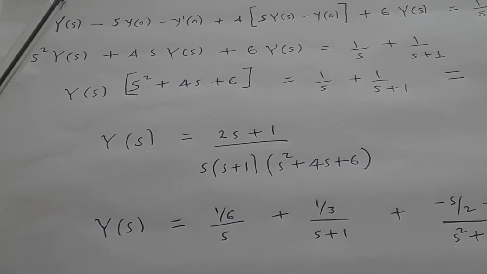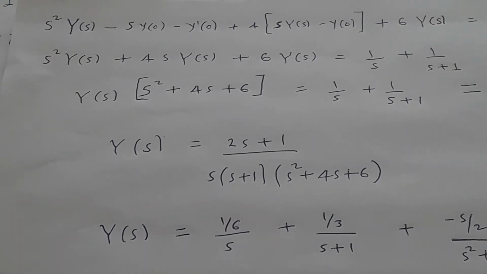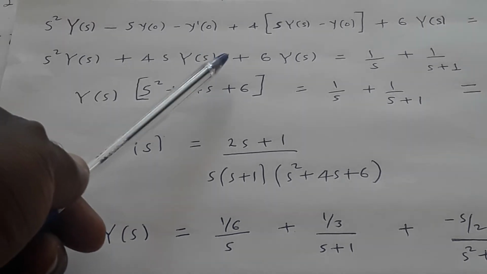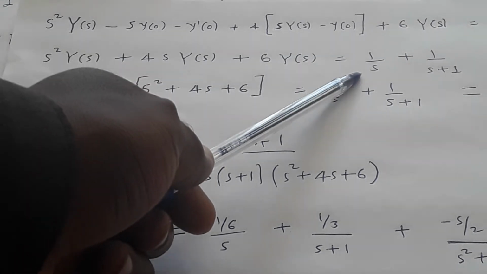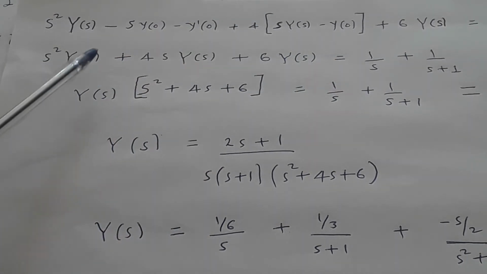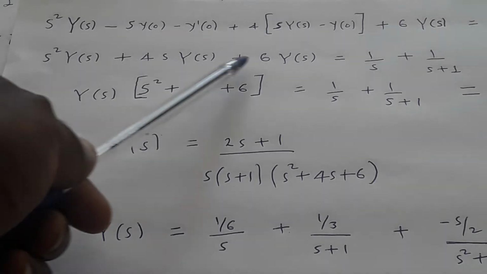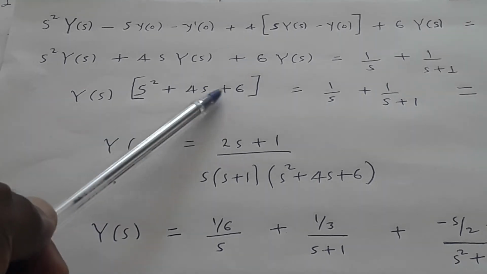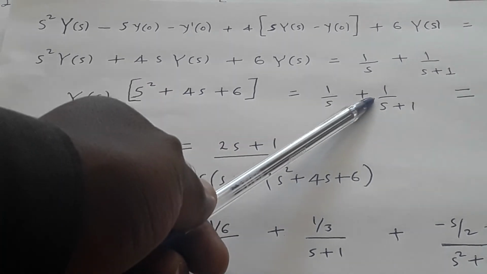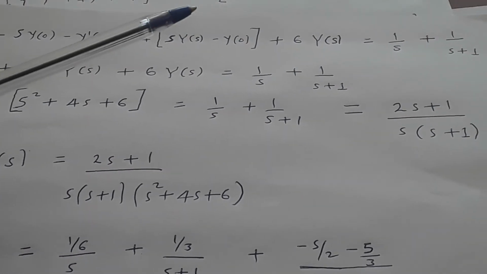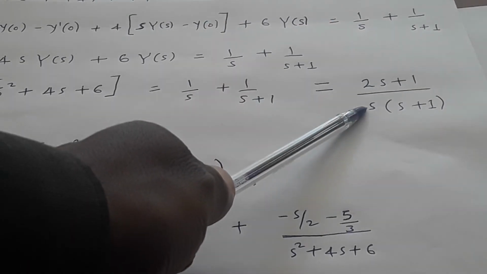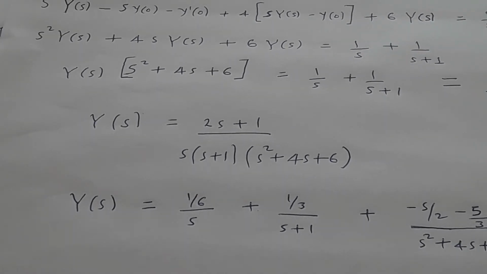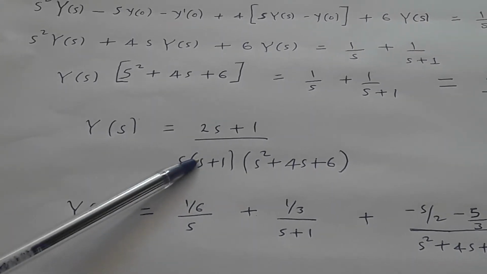So we have this s squared Y(s). Again, we use the initial conditions already given, so we get this form. Then Y(s) is common, so we move it out. Y(s) times (s squared plus 4s plus 6) equals 1 over s plus this. Or in simple form, we have (2s plus 1) over s times (s plus 1). So Y(s) is this.